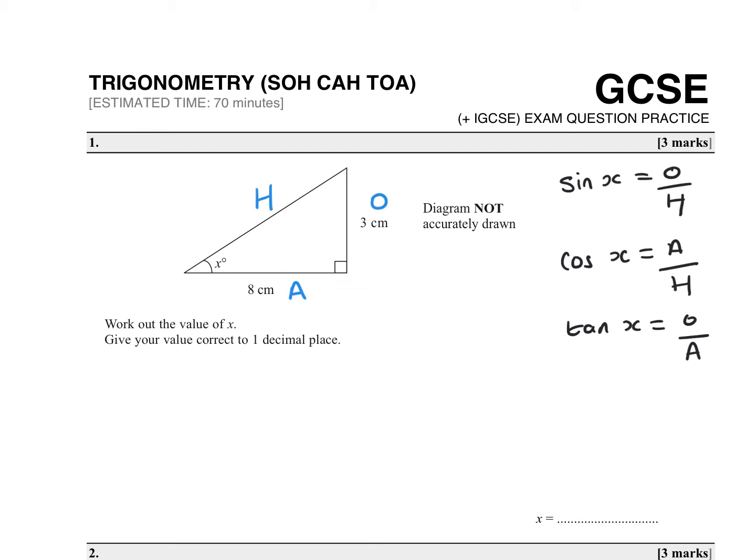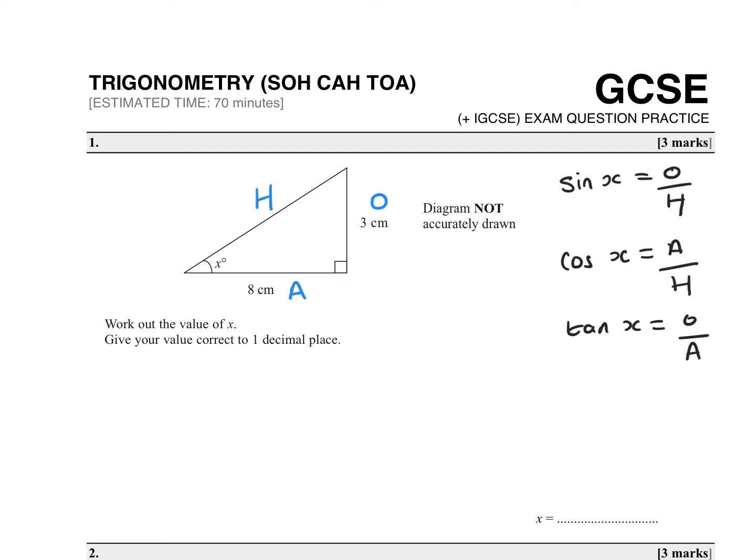Now, just a few rules. SOH CAH TOA can only be used on right angle triangles. Do we have a right angle triangle? Yes, we can use SOH CAH TOA. Step 1, label the triangle. So now you've labelled the triangle.